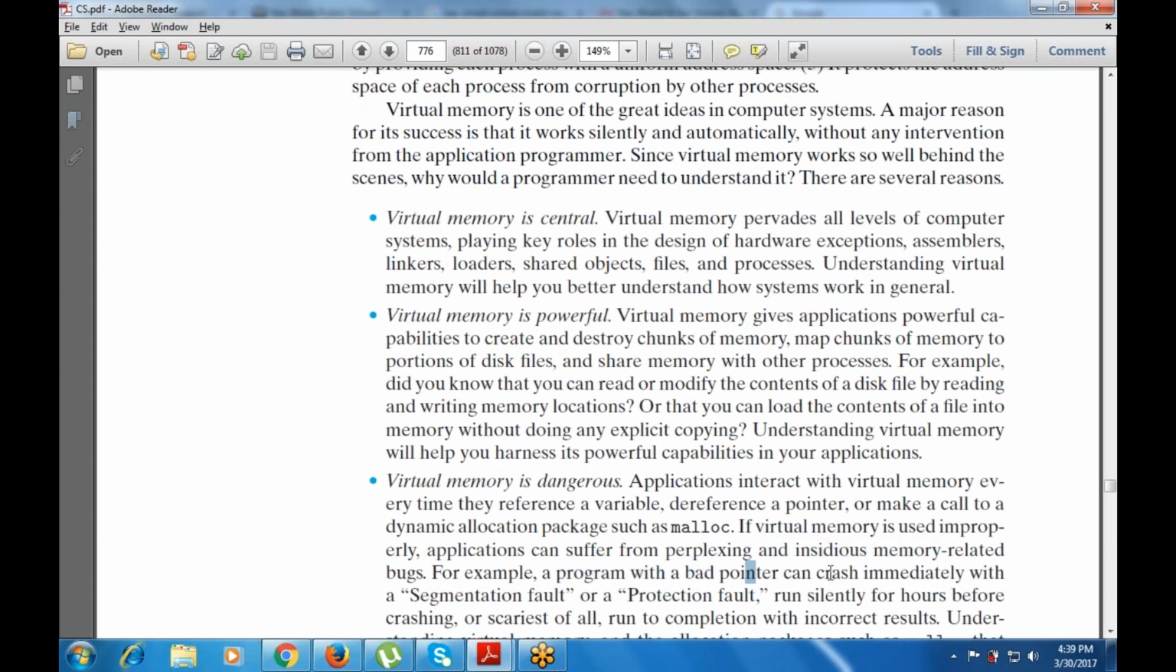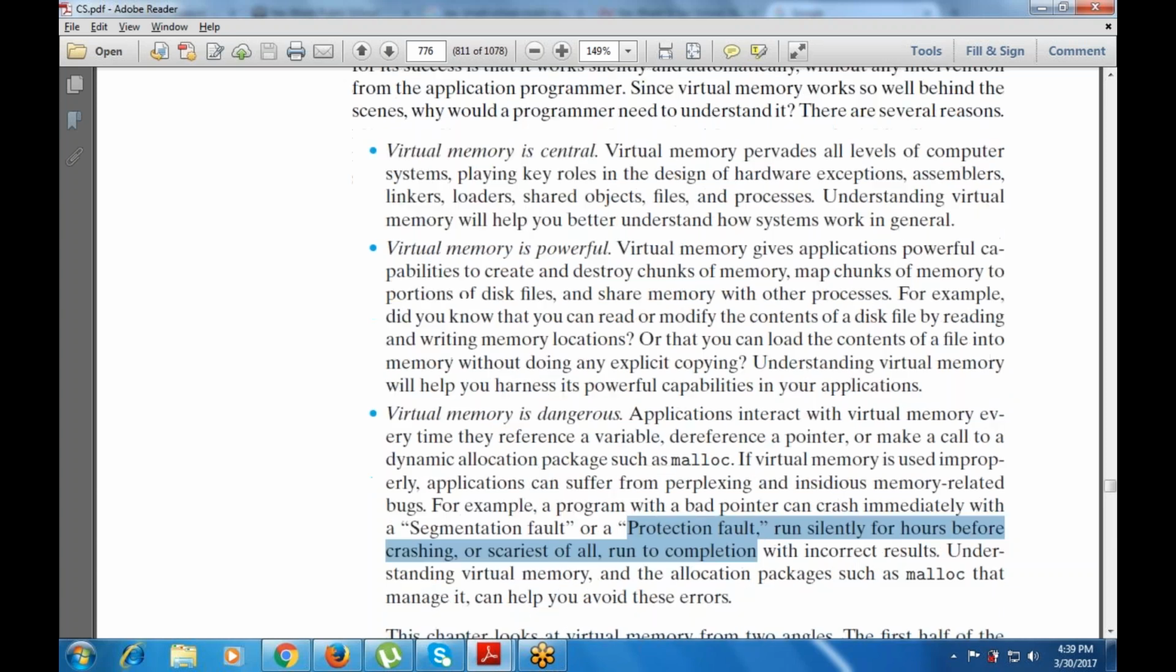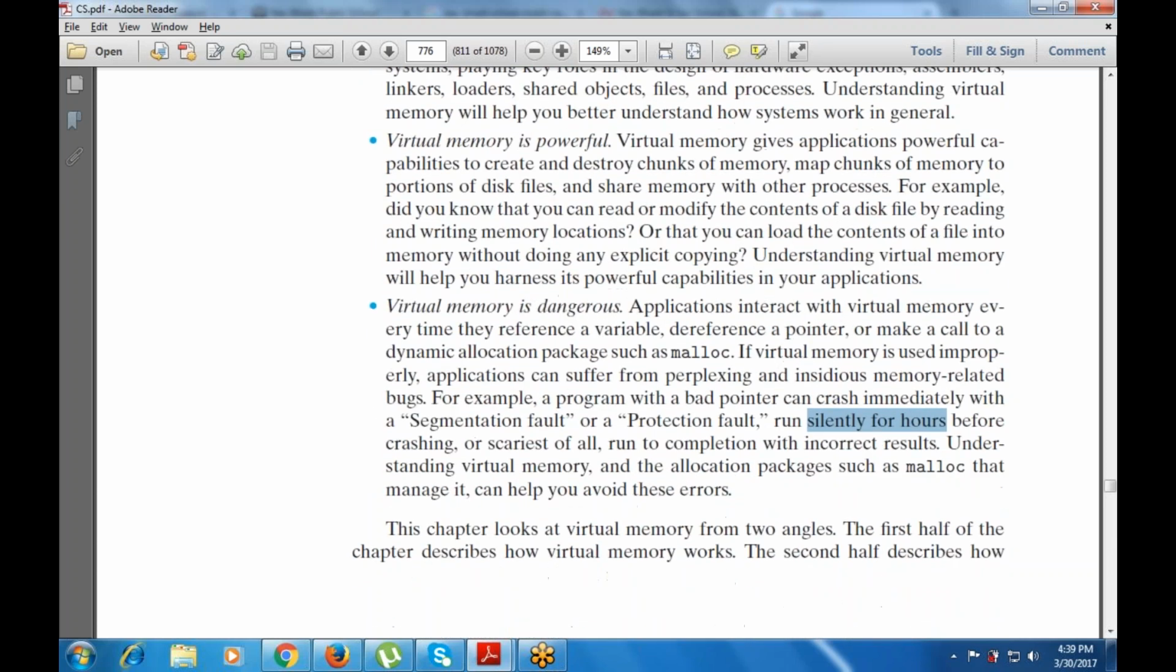For example, a program with a bad pointer can crash immediately with a segmentation fault or a protection fault, or it can run silently for hours before crashing.